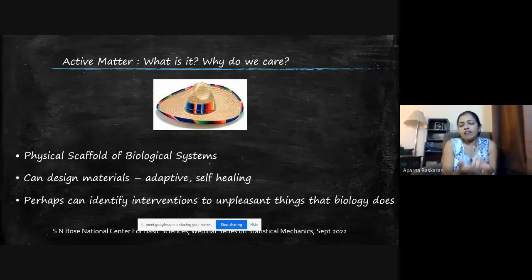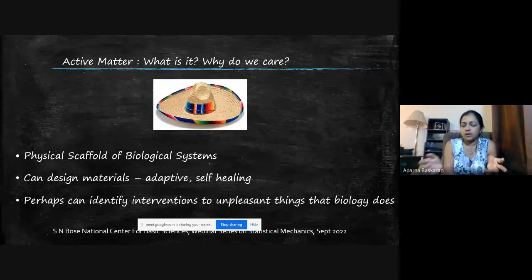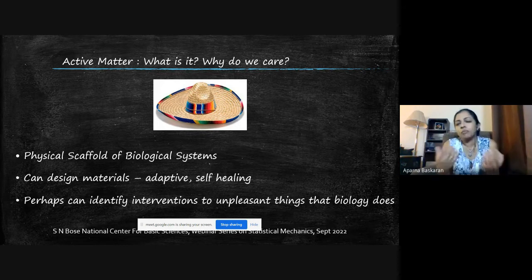And then you wear a real person's hat and you say, I'm a taxpayer. Why are you using my money to do this research? Then the answer to that person would be that all of this active matter is the physical scaffold of biological systems. You take any biological system, be it you or me or my cell or bacteria crawling on some agar substrate. These are all active materials. And what they have on top of the active material idea of microscopic driving is biochemical regulation. And what one can do by studying these systems is one of two things. We can design materials that have biology-like properties, things that are adaptive, things that are self-healing, materials like that.